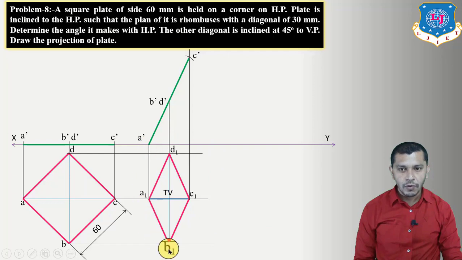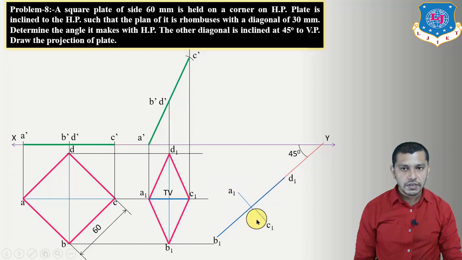So now you can copy this figure by taking B1 D1 at an angle of 45 degrees to the XY reference line. So draw a line inclined at an angle of 45 degrees, and on this line mark B1 D1 first. This is B1 D1, measured from the top view in the second stage. Now from the midpoint of B1 D1, draw a line perpendicular to B1 D1 and mark A1 C1, measuring this length.